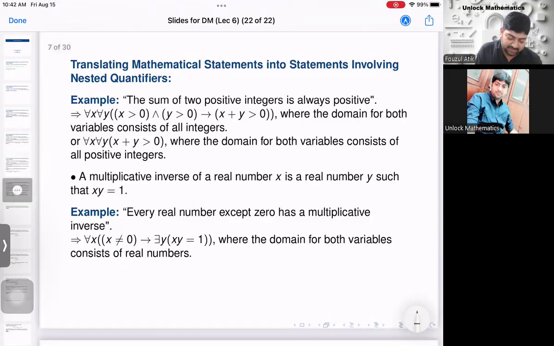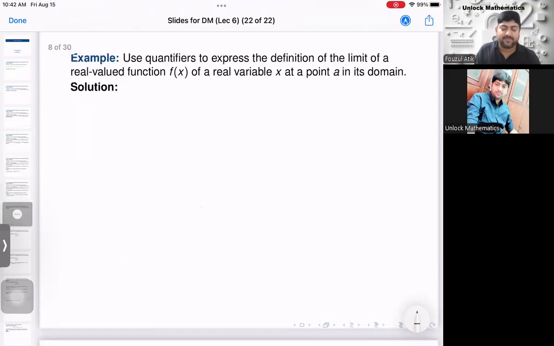So this is what we have done. Now we'll have another example. Okay, so this is a very interesting one. We are going to use it in a different way as well, because it's a very good example of a mathematical sentence and you have to make it in a logical expression. So how do you do that?